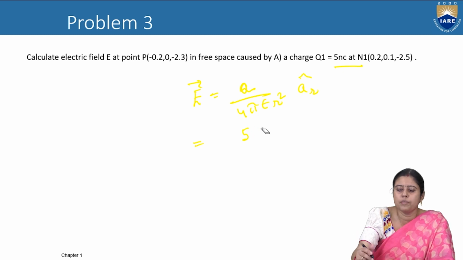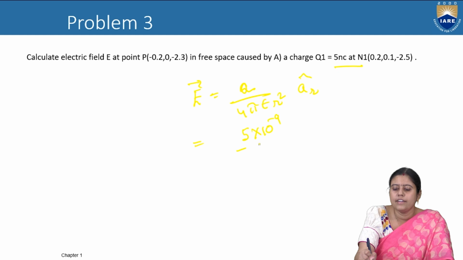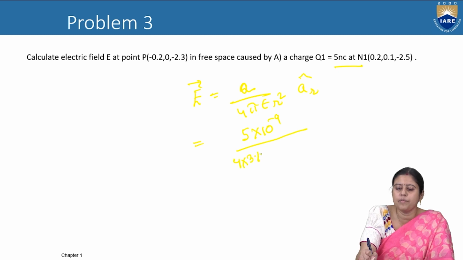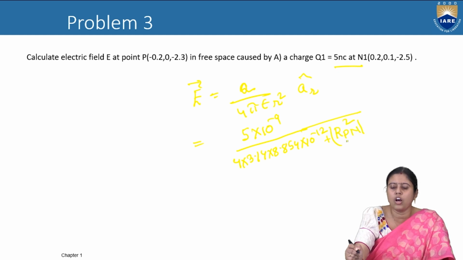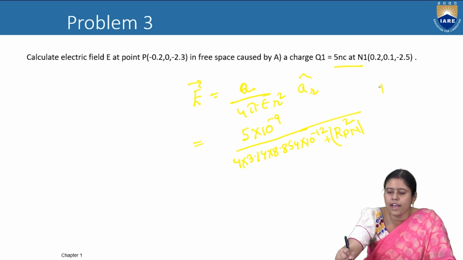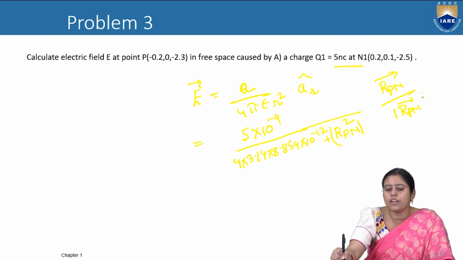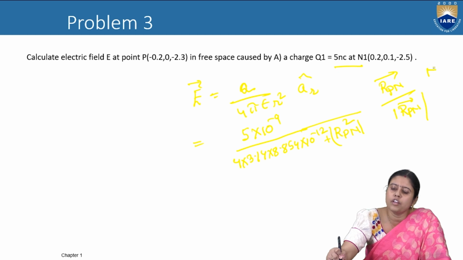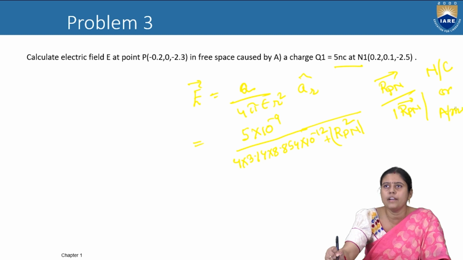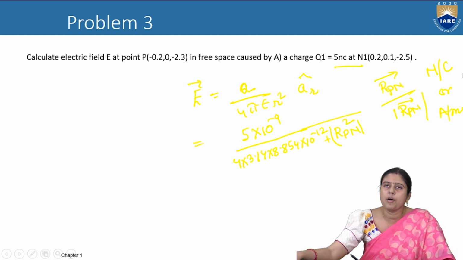Nano means 10 to the power minus 9, divided by 4 into 3.14 into 8.854 into 10 to the power minus 12. R square means here RPN square, magnitude of RPN square. What is AR? RPN by mod of RPN. So if we solve it, we will get the value of E. And what is the unit of E? Unit of E is Newton per Coulomb, or we can write volt per meter. So this is the problem 3.